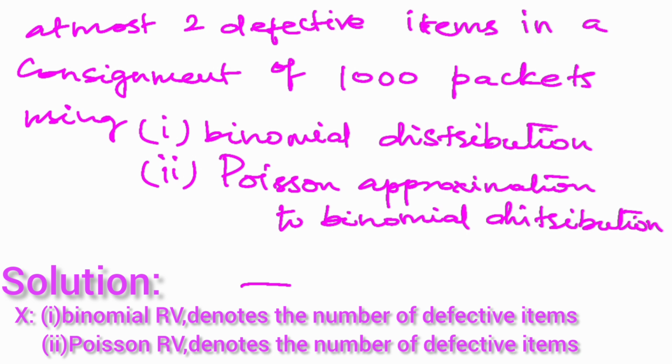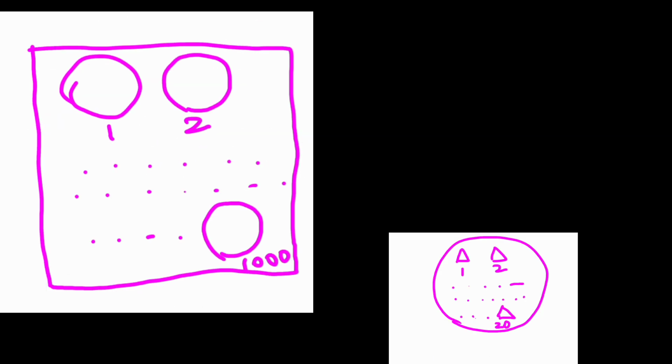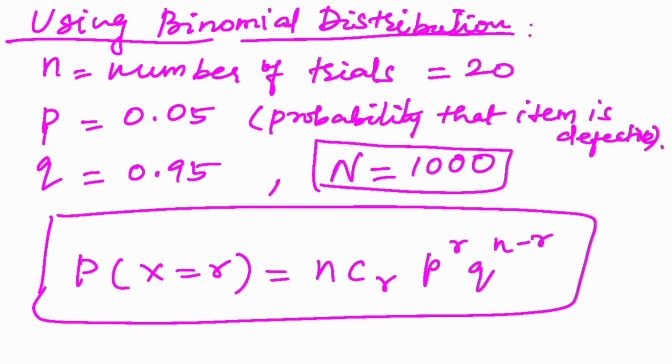So here X is the random variable. First category, it is a binomial random variable. For the second, it is taken as the equivalent Poisson random variable. Now, the total problem is given as a diagram. First, we take the binomial case.